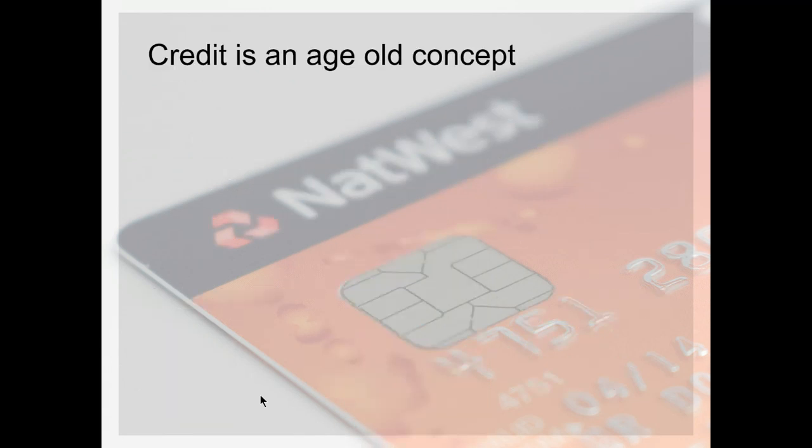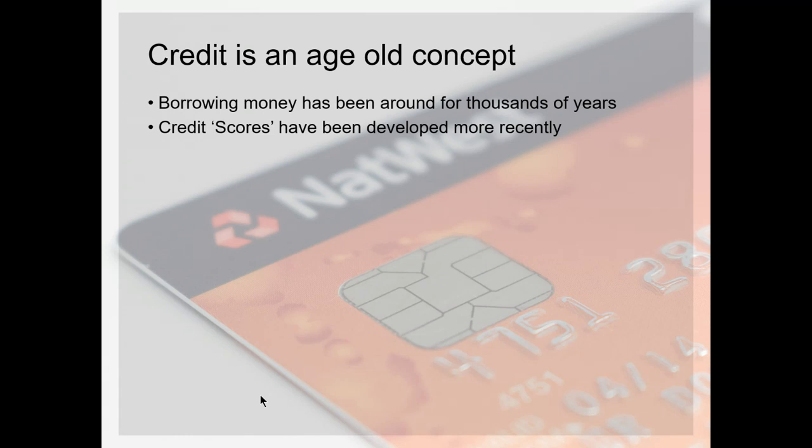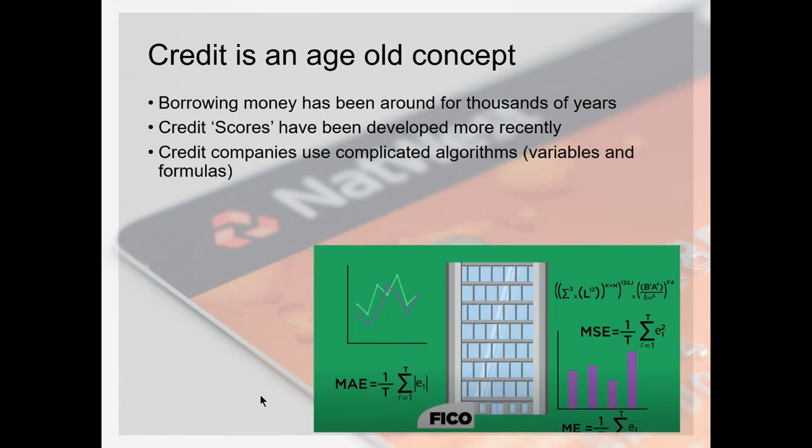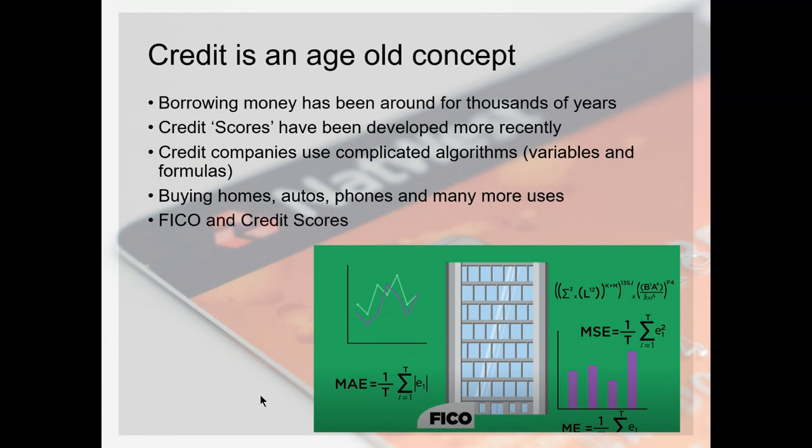So credit is an age-old concept. Borrowing money has been around for thousands of years, but credit scores have been developed a little more recently. The credit companies have been using complicated algorithms, with variables and formulas, to develop these different types of scores. They use them if you're buying homes, autos, phones, so many different uses, even furniture. With these complicated algorithms, the FICO score is being generated, more commonly known as the credit score.